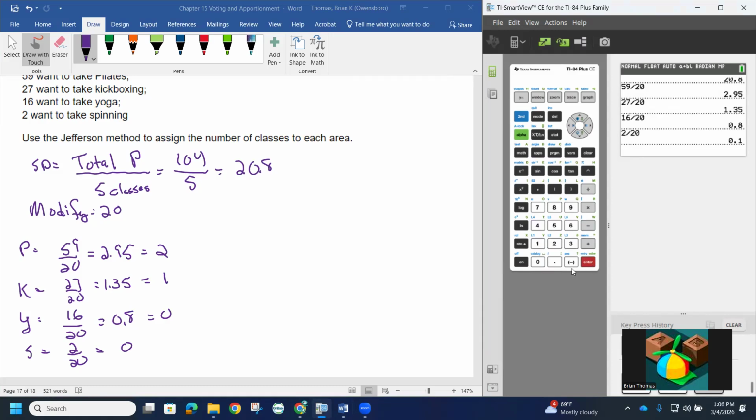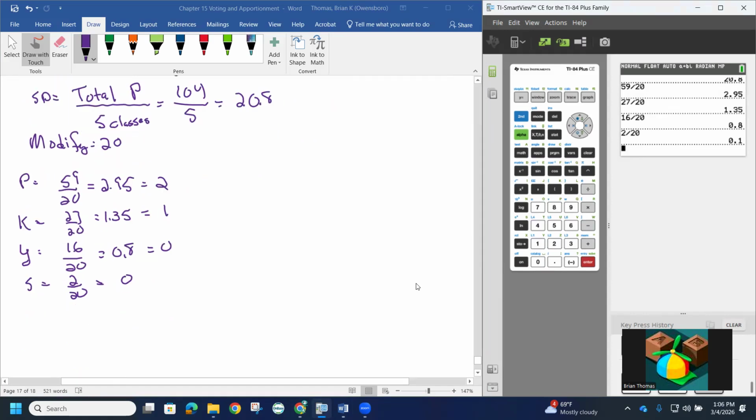So right now we have 3 classes that she's got based on this method. So 2 plus 1 plus 0 is 3 classes. Now, what I need to do is decide what my next modified divisor is. I know that if I lower this just a little bit, that's going to move that up 1, but I need to move it a little bit more to make this one move up 1. So really, I need this to turn into a 2.